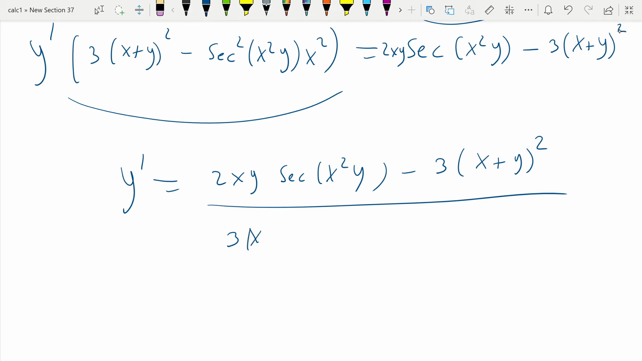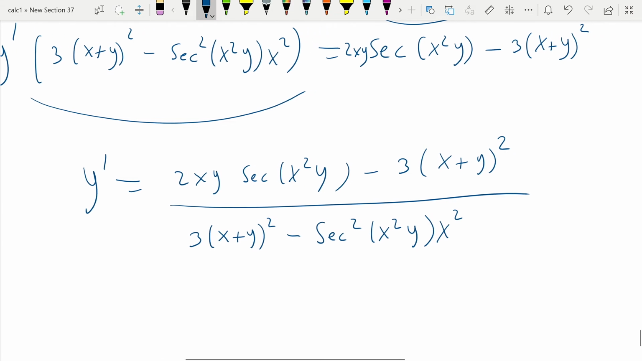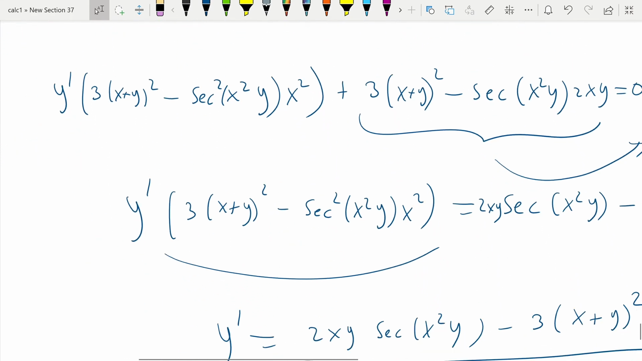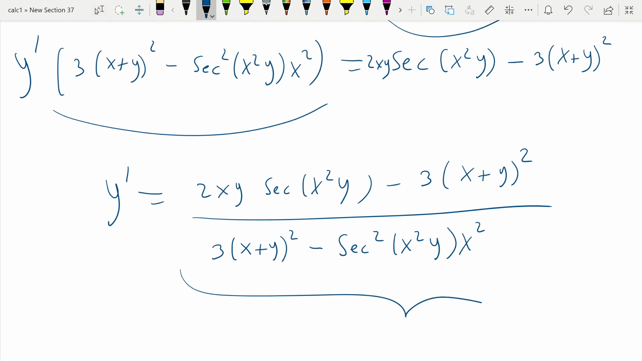3x plus y minus secant squared x squared y times x squared. And this is the formula that we wanted. This is exactly what we were after right here. A formula for y prime that will only involve x and y. And this is exactly what we have on this side. The formula depends only on x and y, no y prime.